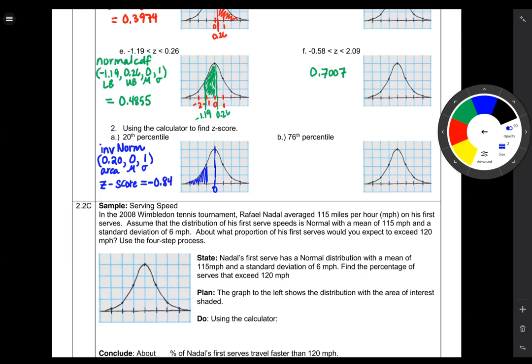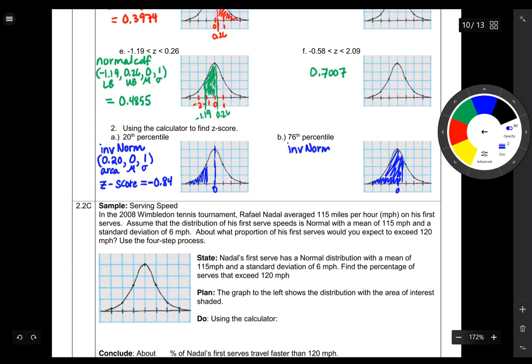And if you do this one the same way, so you want 76th percentile. So think about that. This is 50th. And so 50 plus 34 is 84. So something like this would be 76%. So you want below. So this is what you're going to shade. And then do the same thing. Do inverse norm. We'll just go ahead and do this one.